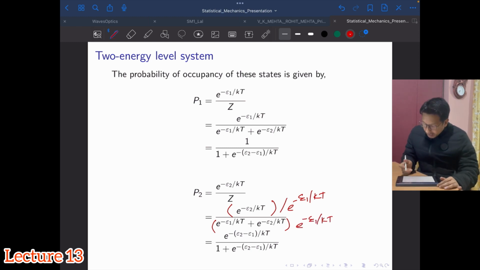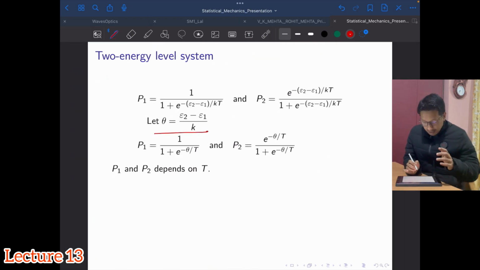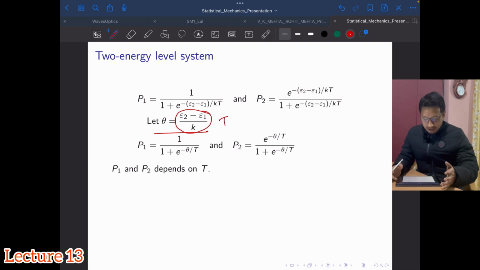So after doing that division, we ended up getting this expression. Then we define a new variable, let's say theta, which is equal to (E2 minus E1) by K. If you do a bit of dimensional analysis, you will realize that this part has the dimension of temperature, isn't it? So you can think about a new scale, the theta scale.